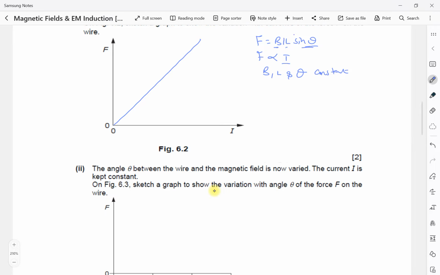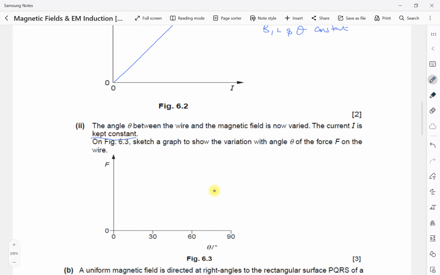The angle theta between the wire and the magnetic field is now varied. The current I is kept constant. So the current is kept constant, but it is theta which is varied. Again, going back to the same equation, F equals B I L sine of theta. So B is constant, I is constant, L is constant. It's only the angle which is varied. So F is directly proportional to sine theta. And we know that when theta equals 0, F is going to be 0. So the graph starts from the origin.